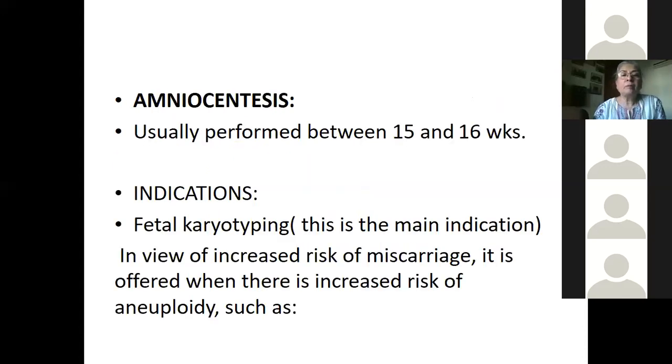When do we perform amniocentesis? Around 15 to 16 weeks of gestation. This happens when the woman comes late in the trimester and we suspect that she has this problem, or she has a family history, or she's high risk.